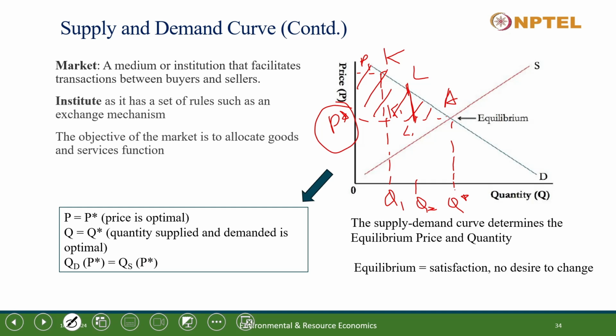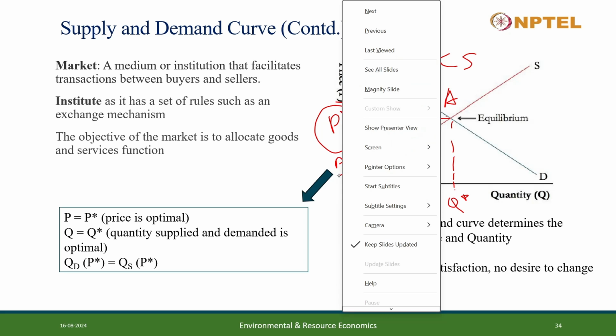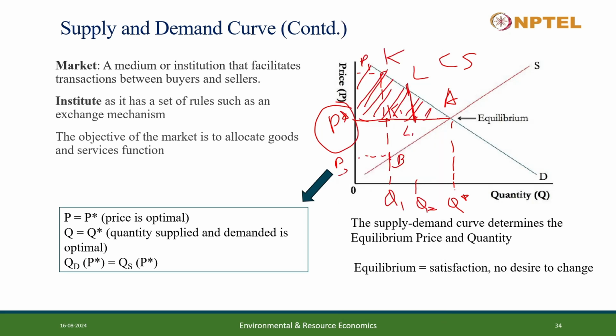However, they are getting it at a lower price, which is P star. So therefore, this is my consumer surplus. Similarly, at Q1, a seller is willing to sell at point B, right? I am willing to sell at a price, let's say P3. However, I am getting a higher price, that is P star. So from P3 to P star, I'm getting more.